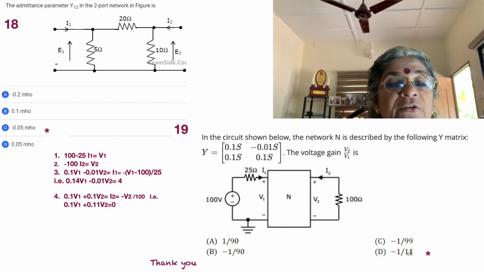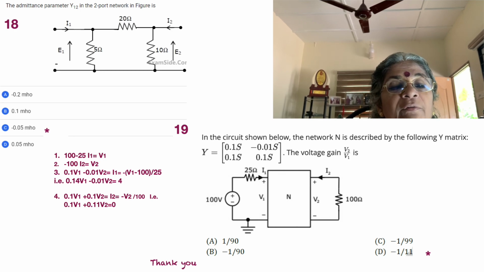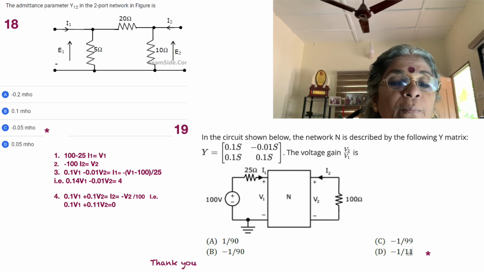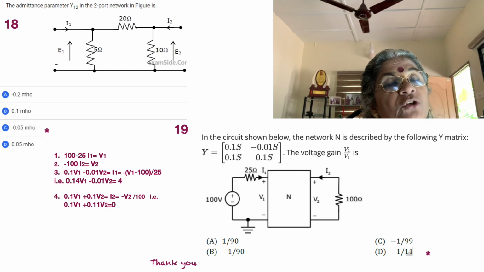Okay, so moving on to the next row of Y, minus 0.01 V1 plus 0.1 V2 is equal to I2. And what is I2? We know already I2 is equal to minus V2 by 100. Okay, so now we just rearrange. Now we have only V1 and V2 coming together, which is equal to minus 0.01 V1 plus 0.11 V2 is equal to 0. Okay, so there's a negative sign, and we see that the answer is going to be minus 1 by 11.